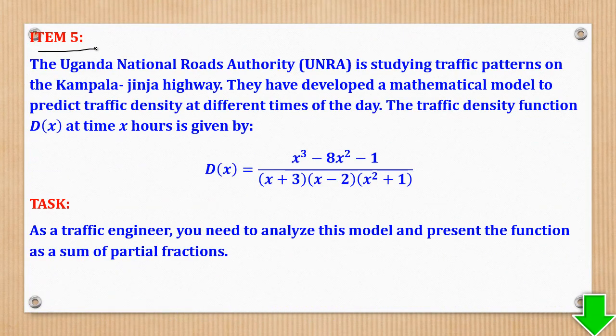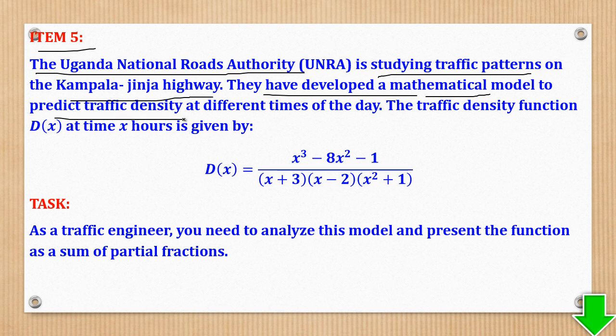So now we shall go to item 5. Item 5 says, the Uganda National Roads Authority is studying traffic patterns on the Kampala-Jinja Highway. They have developed a mathematical model to predict traffic density at different times of the day. The traffic density function d(x) at time x hours is given by this.